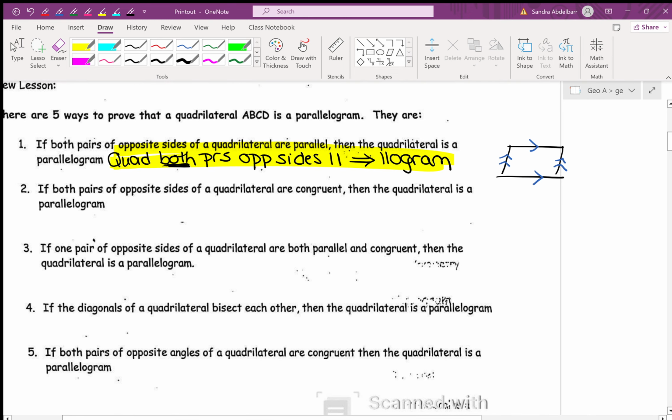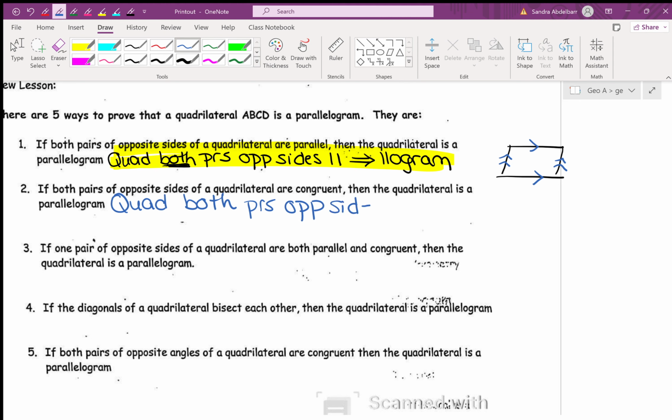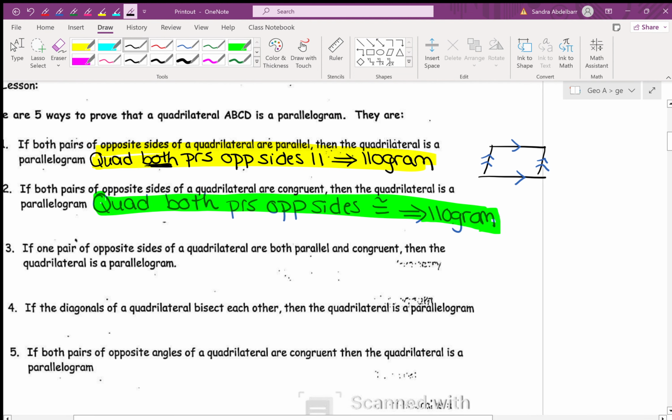Second way, if both pairs of opposite sides of a quadrilateral are congruent, then the quadrilateral is a parallelogram. So shortcut, quad, both pairs, opposite sides, congruent, yields parallelogram. Okay, so once again, what does that look like? It looks like if you have your 4-sided figure, you need to show the top is congruent to the bottom and the left is congruent to the right. We need to show both pairs of opposite sides congruent.